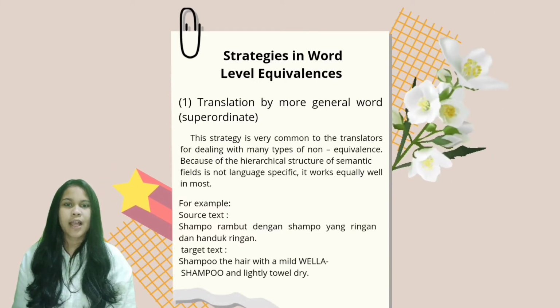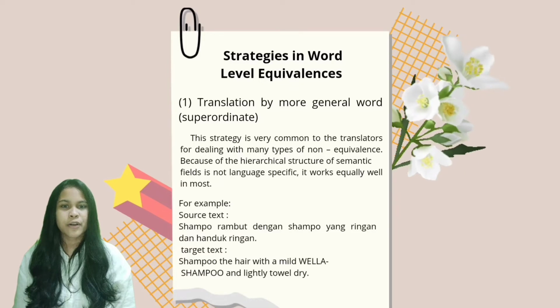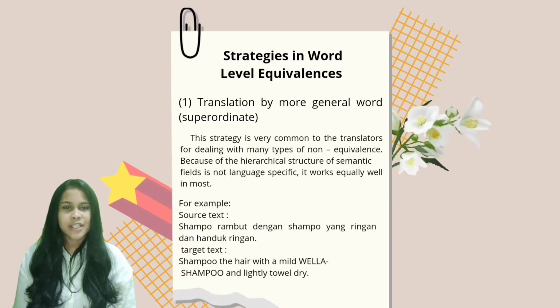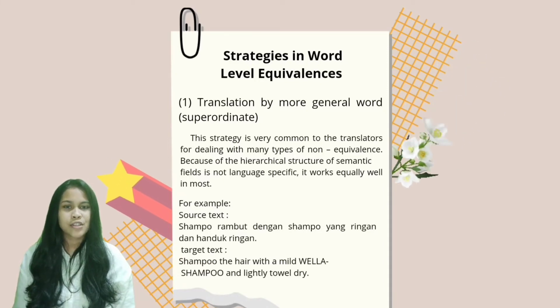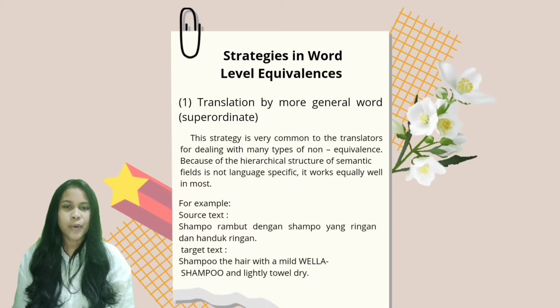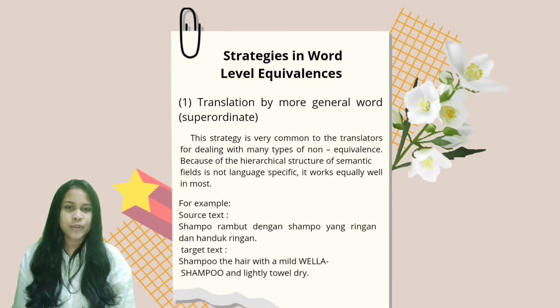Strategies in word level equivalence. Number 1, translation by a more general word or superordinate. This strategy is very common for translators dealing with many types of non-equivalence, because the hierarchical structure of semantic fields is not language specific. It works equally well in most languages. For example, source text: keramas rambut dengan sampo yang ringan dan keringkan handuk dengan ringan. Target text: Shampoo the hair with a mild Wella shampoo and lightly towel dry.